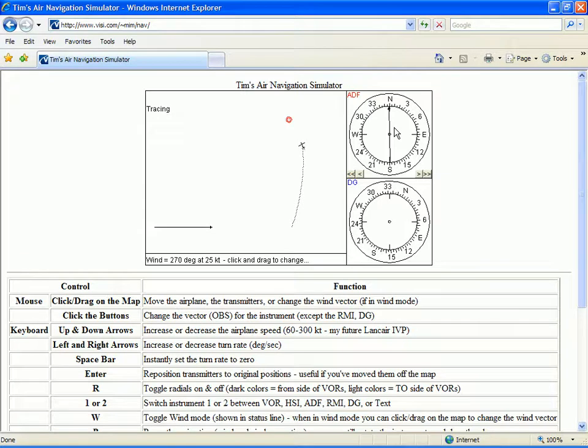As we get closer to the station, the needle becomes more and more sensitive. You'll find yourself making constant heading corrections as you get within a few miles of the station.